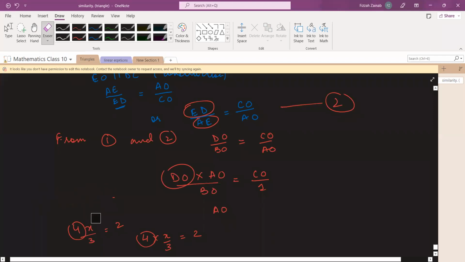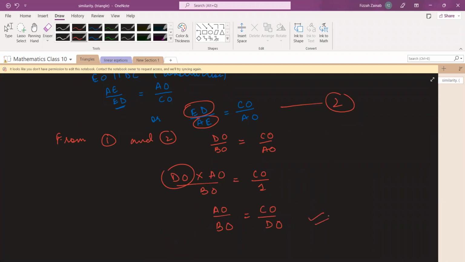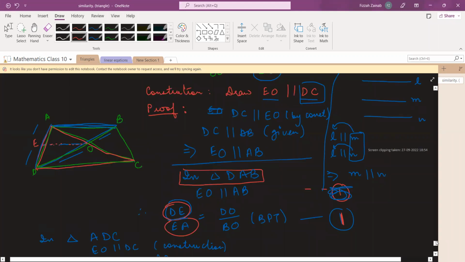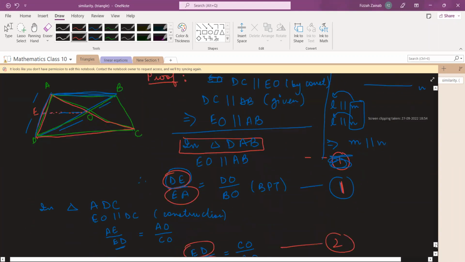Yes, ma'am. So this DO will come in the denominator. So only AO upon BO, and this you have CO upon DO. You can do it directly also or as you wish, right? So this is the result. Has everyone written this down? Yes, ma'am. Okay.